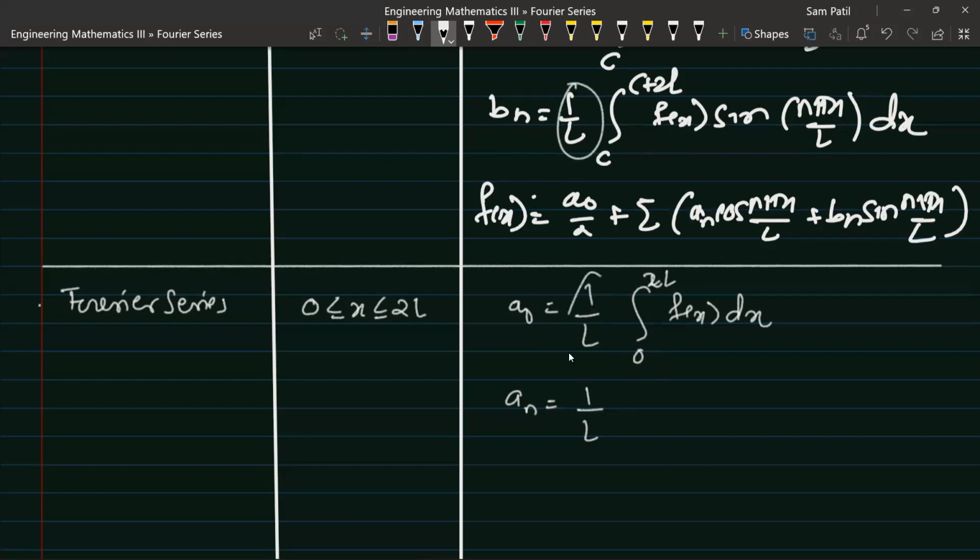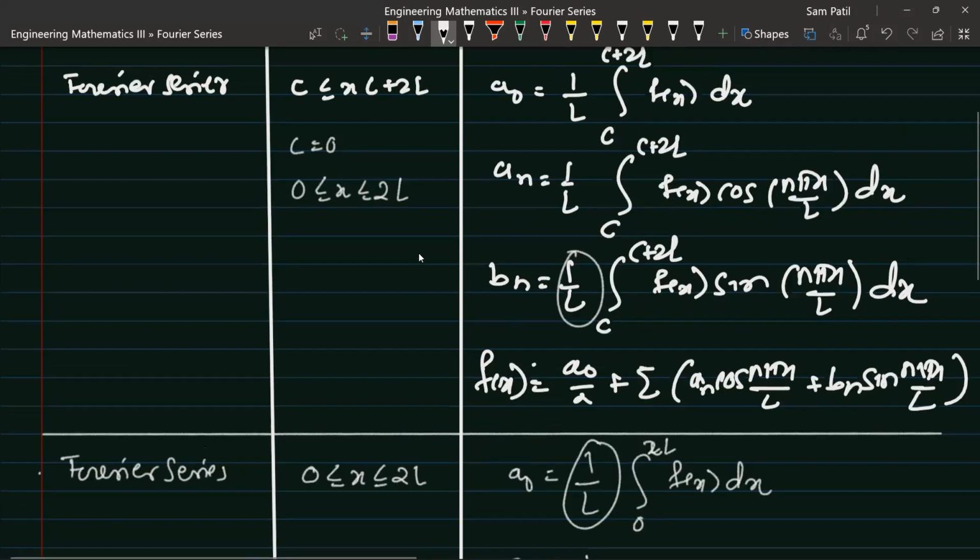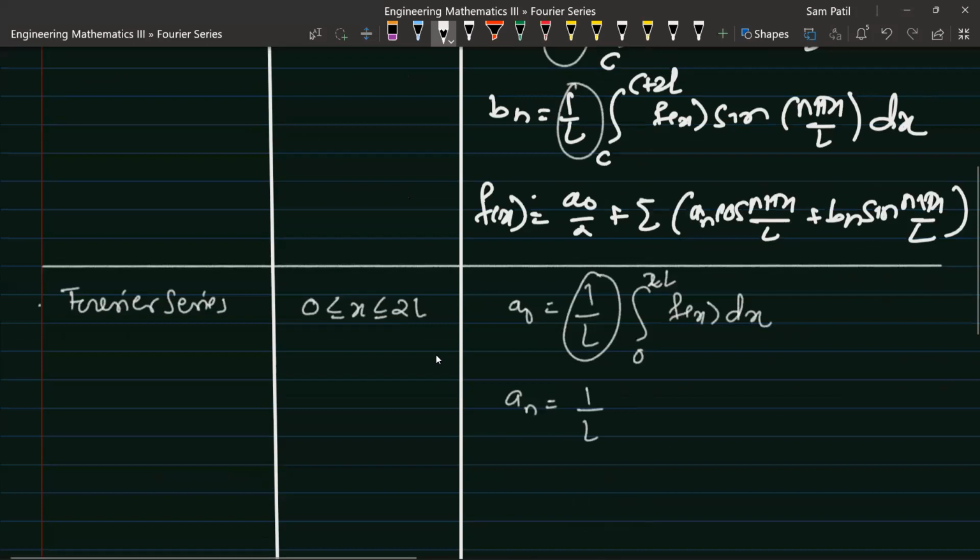And this is as it is, 1 upon L. There is no involvement of C here, so that's why it is the same. This 1 upon L is the same. There is no change at all. Are you getting it? Yes sir. So that will change in the Fourier series in case of half range Fourier sine series and half range Fourier cosine series. We will discuss that, don't worry.